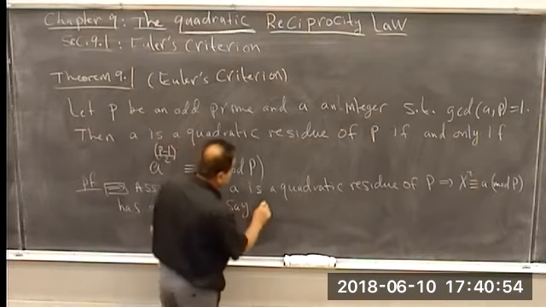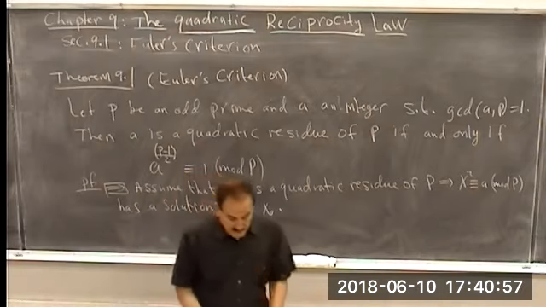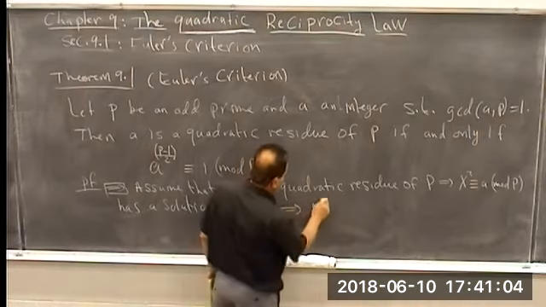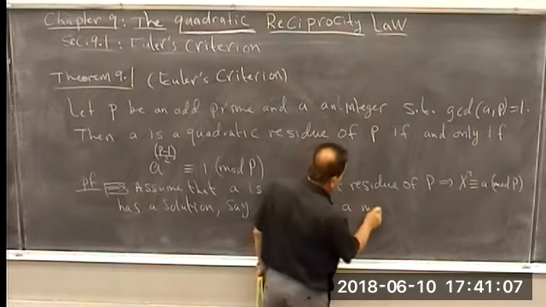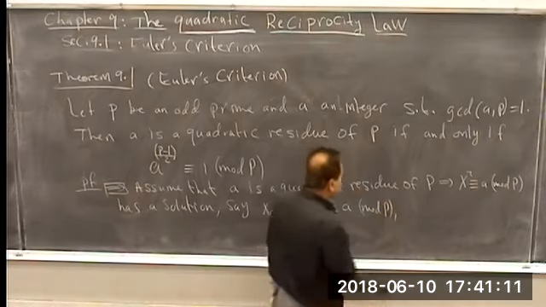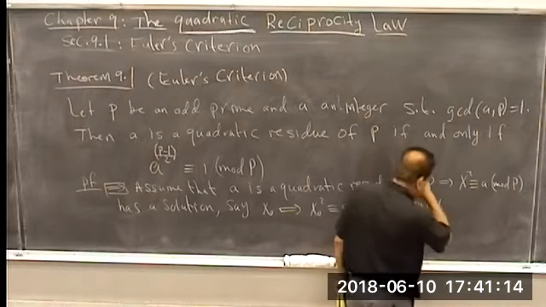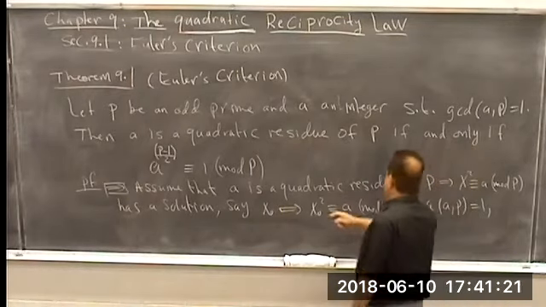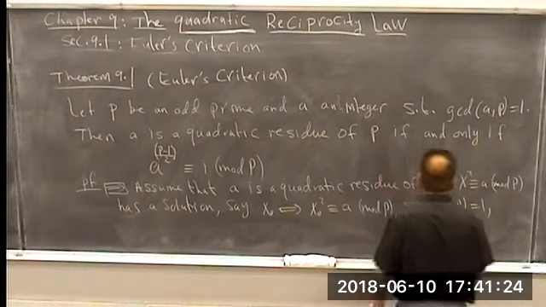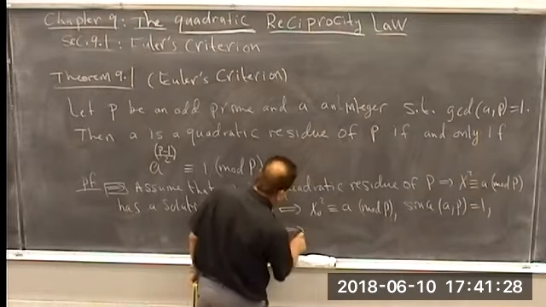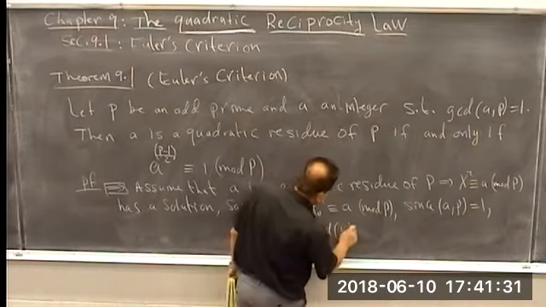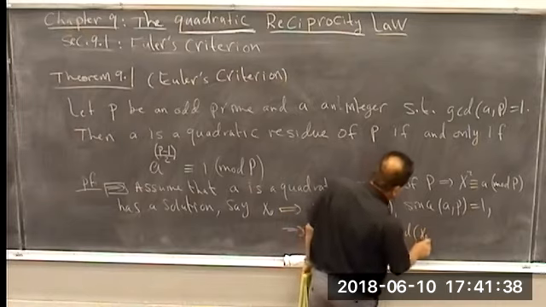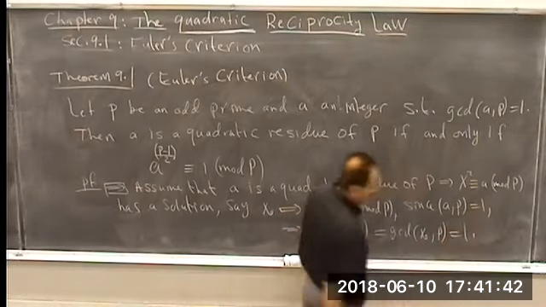Let's say x sub 0. So this implies x sub 0 squared is congruent to A mod P. Now, since the greatest common divisor of A and P is 1, and x sub 0 squared is congruent to A, this implies the greatest common divisor of x sub 0 squared and P, which is the same as the greatest common divisor of x sub 0 and P, is equal to 1 as well. All right?